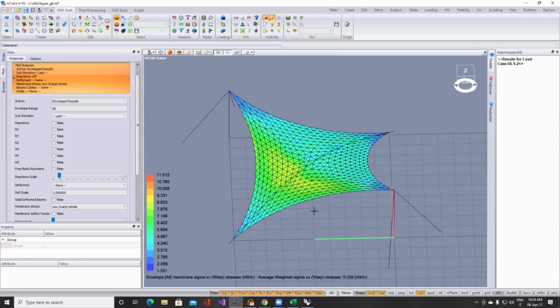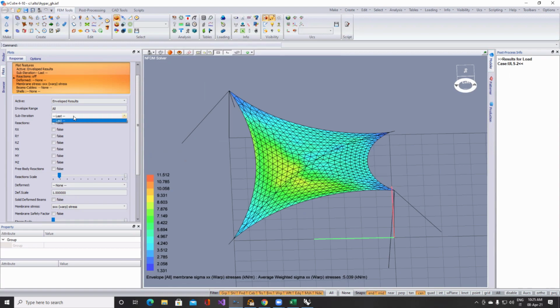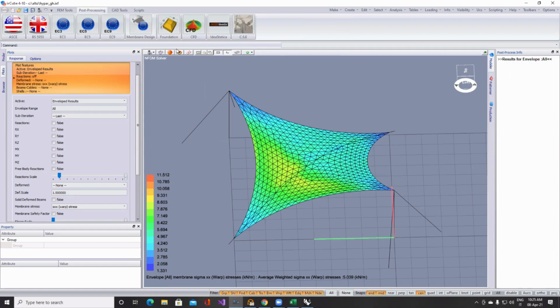If we want to check the membrane, remember that we have here load cases. We have made 4 load cases, and we want to check the membrane. We can go into the scripts, into the post-processing, and we can recall the membrane design tool.